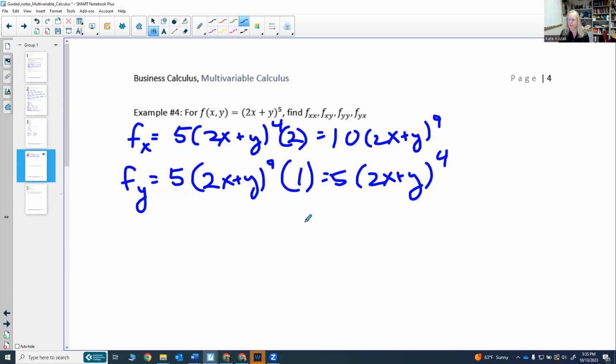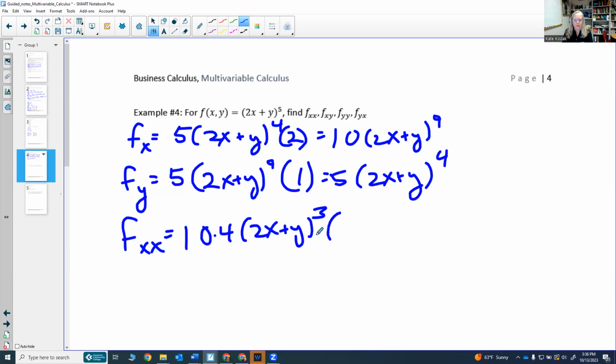Now find the second derivatives. So the partial derivative of f with respect to x and x: take the derivative of f sub x with respect to x itself. So again, you're going to use the chain rule. So you've got 10 times 4 times (2x + y)^3 times the derivative with respect to x, which is 2, which gives you 80 times (2x + y)^3.